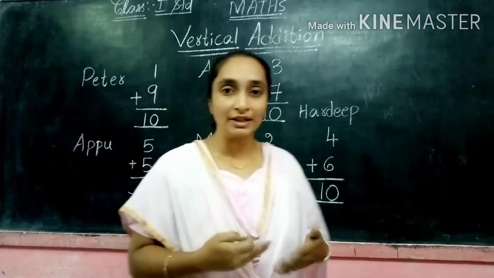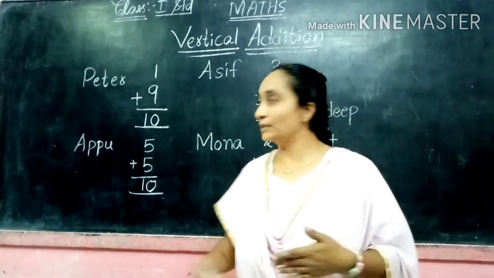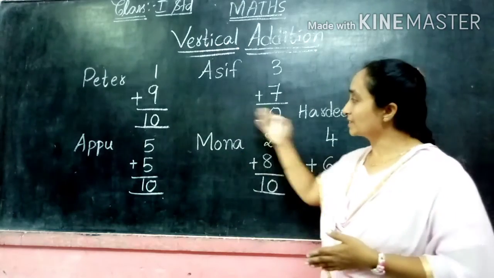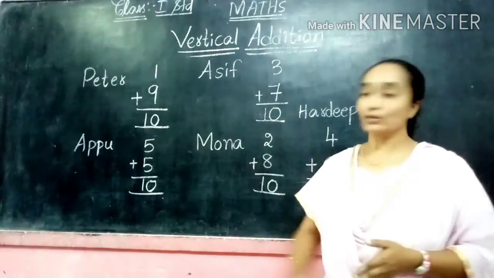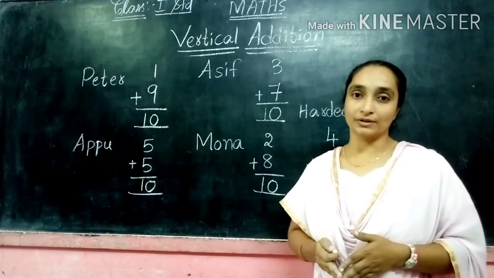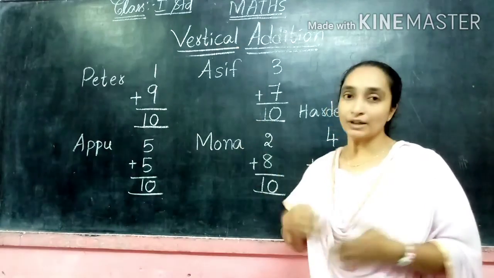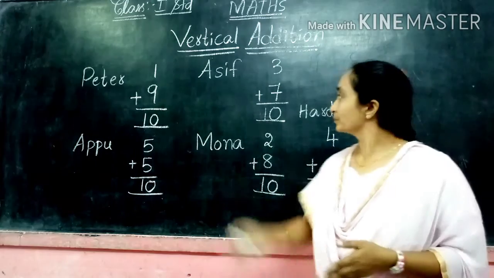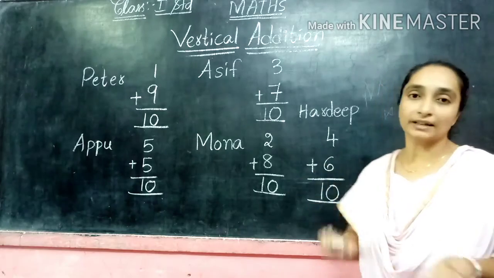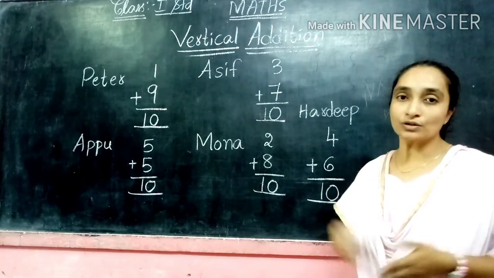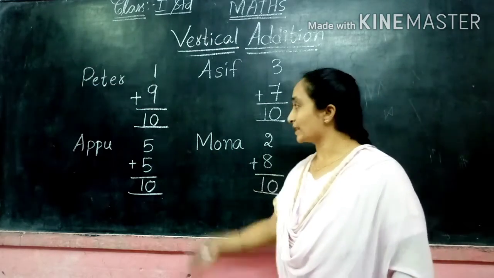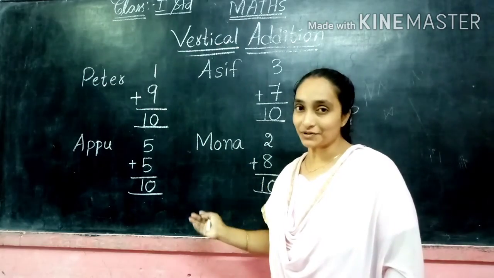Did you notice, children? 10, 10, 10. All of them got the answer 10. Means to get the answer 10, this many methods you can use. Different numbers we can use to get the answer 10. 1 plus 9, if you add, will get 10. 3 plus 7 also 10. 4 plus 6 also 10. 2 plus 8 also 10. 5 plus 5 also 10. Yes, this is very interesting.